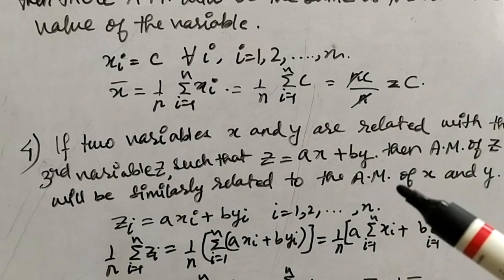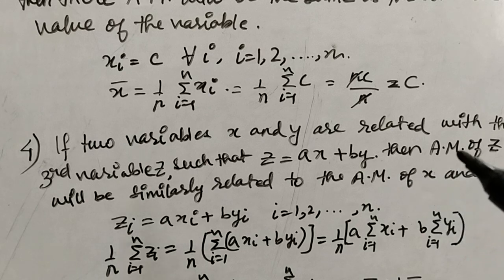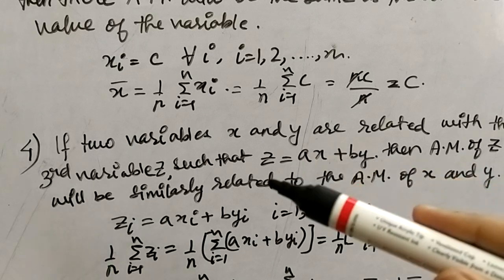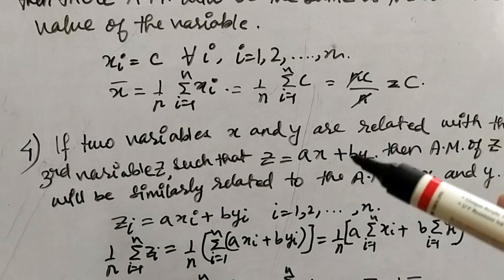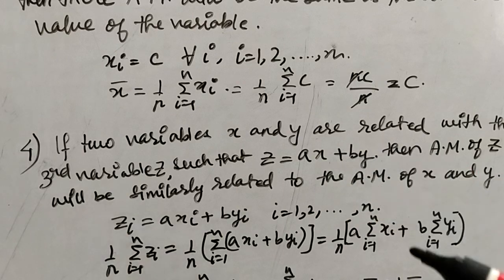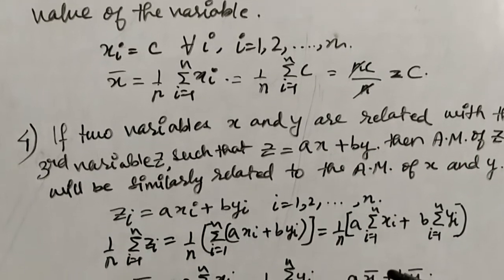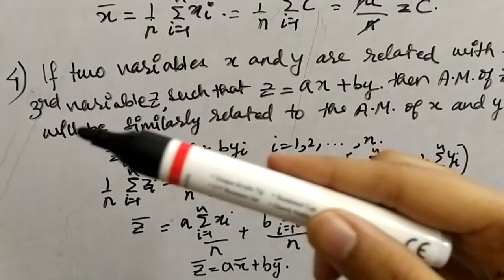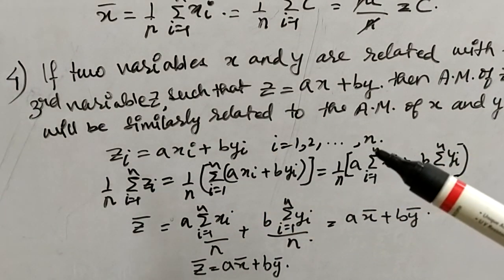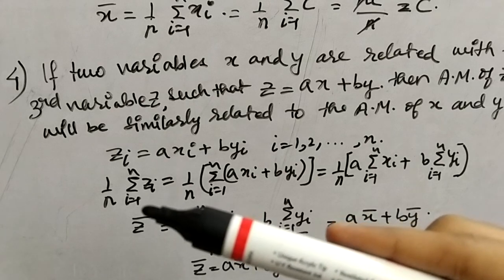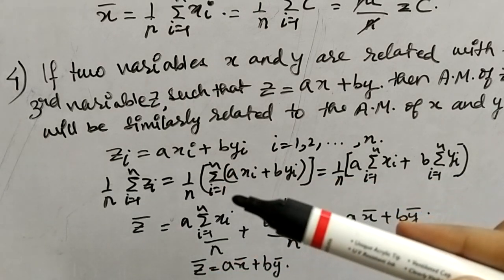It says that whenever we find the arithmetic mean of z, it's similarly related to the arithmetic mean of x and y. Let's see how that is so. We have taken zi, where i is running from 1 to n. We have taken the summation and divided it by n, as you can see.